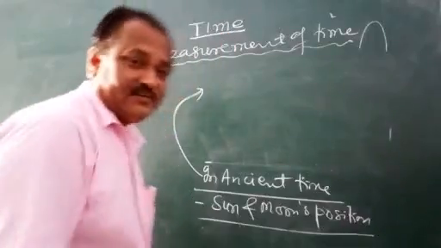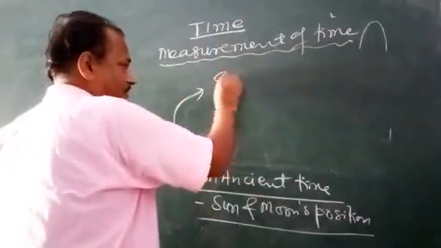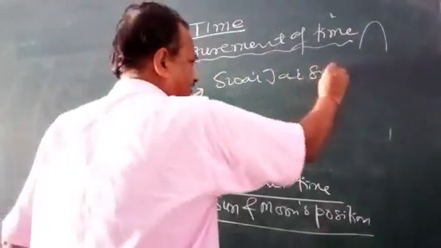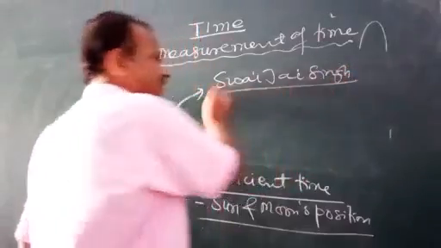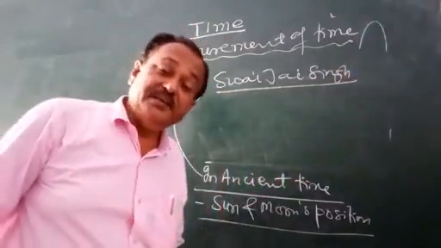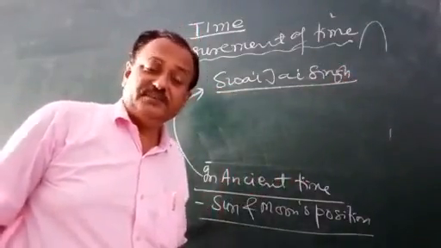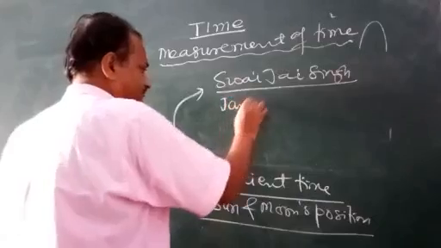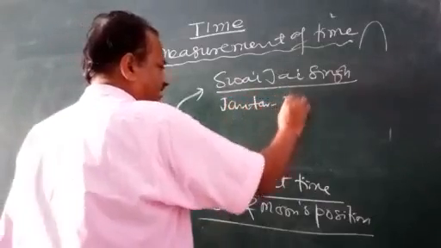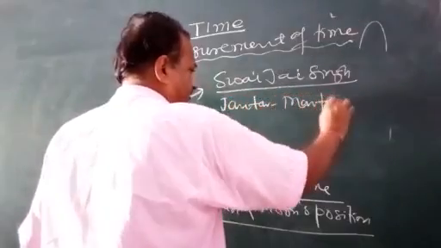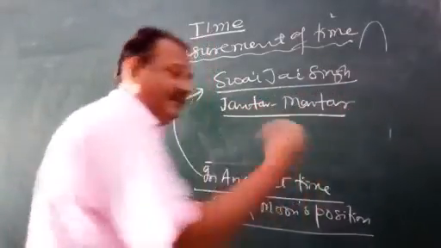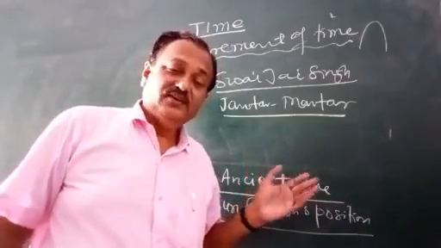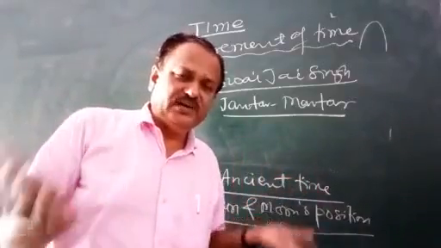Sawai Jai Singh, then Emperor of Jaipur, built Jantar Mantar. All of you must know Jantar Mantar. Jantar Mantar was built by Sawai Jai Singh at many places. One is in Jaipur. Every world knows this.